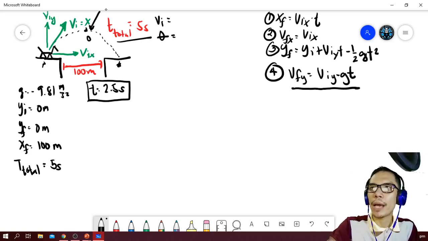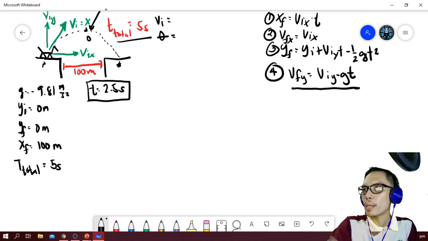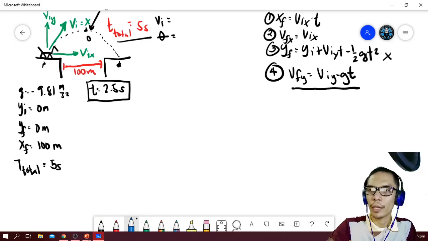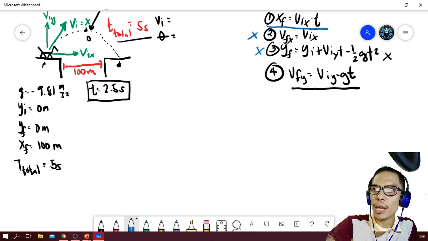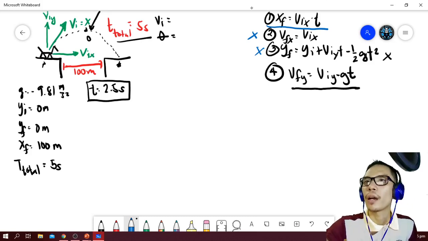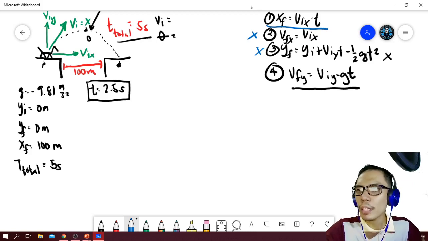Next one. Now to compute for the v sub ix, we will not be able to use this one, and we will also not use this one. We will use this formula because we have the range and we have the time, which is the 2.5, to compute for the v sub ix. So let's get right into it.